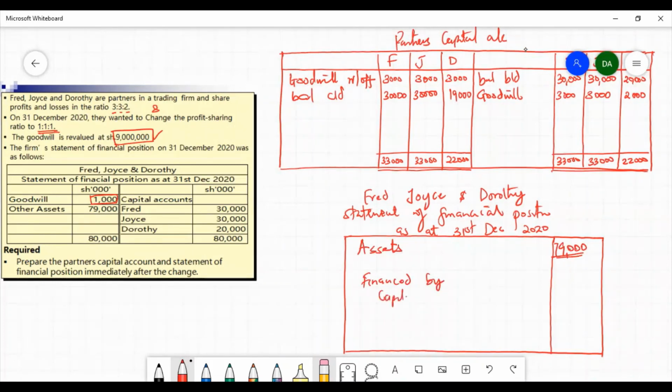capital accounts for Fred, Joyce, and Dorothy. The balances of capital accounts for the partners are as shown here: 30 million, 30 million, and 19 million. So that the total will be equal to the total of the assets, 79 million.